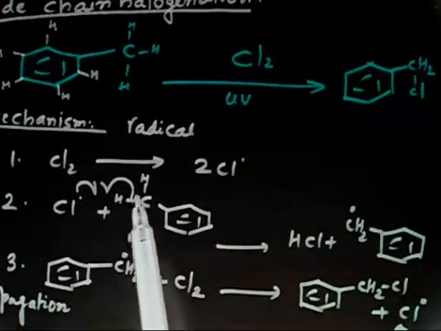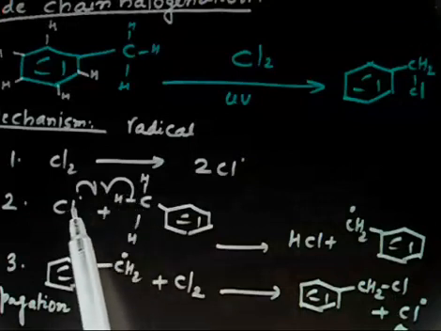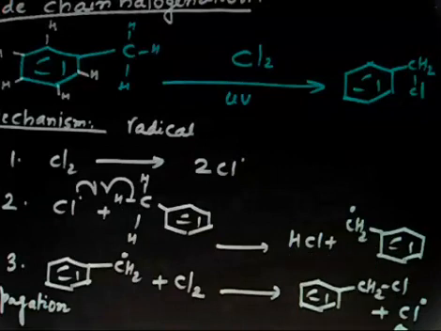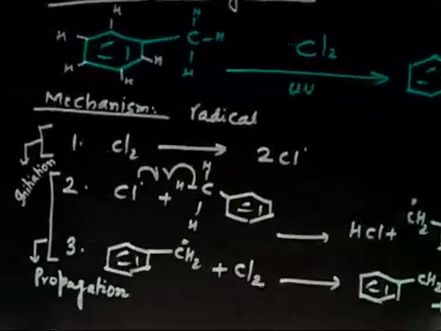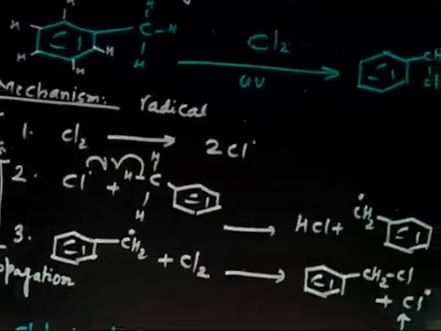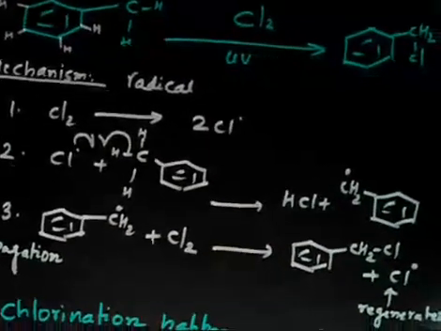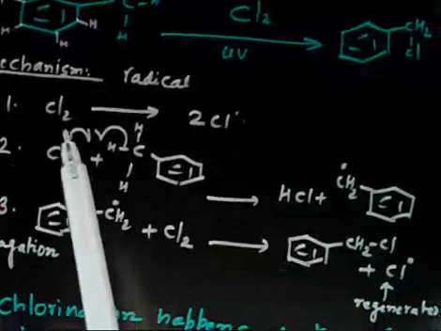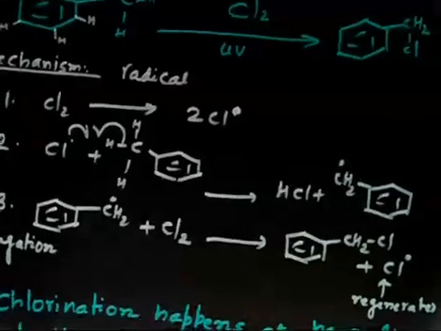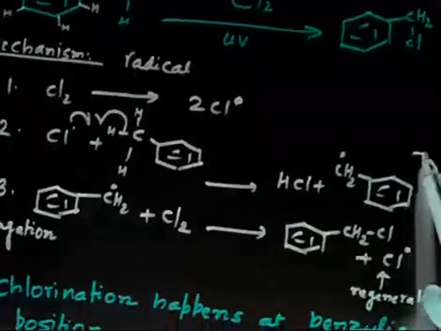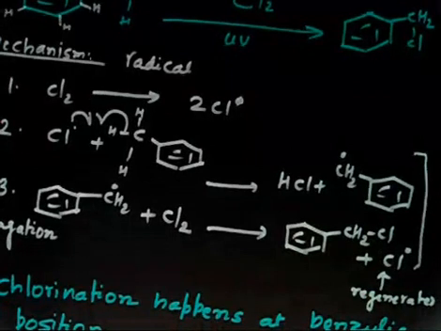In the second step you see this electron, one electron goes here, one electron goes here, so you will have a bond here. This hydrogen is abstracted, so you will have HCl here and then CH2 dot. These two steps are basically propagation steps. The first step is initiation and steps 2 and 3 are called propagation steps. You can copy this one. Now this Cl dot we have regenerated. Initially we had Cl dot, which is used in the second step, and now Cl dot is regenerated. So these two steps can go again and again, and that's why this is a propagation step. Are you getting?